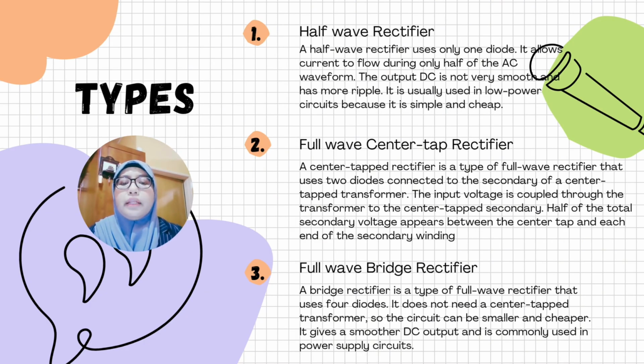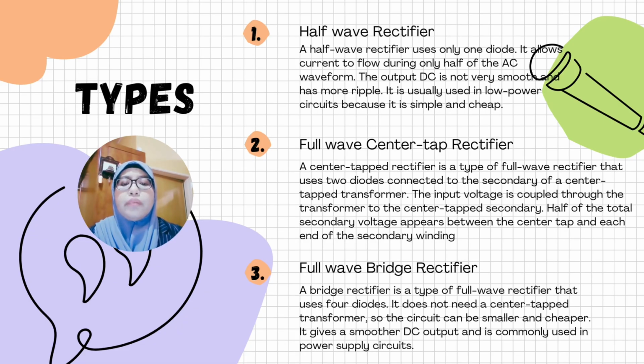For the full-wave rectifier, we have two categories. First, the center tap. Secondly, the bridge. A center tap rectifier is a type of full-wave rectifier that uses two diodes connected to the secondary of the center tap transformer. The input voltage is coupled through the transformer to the center tap secondary. Half of the total secondary voltage appears between the center tap and each end of the secondary winding.